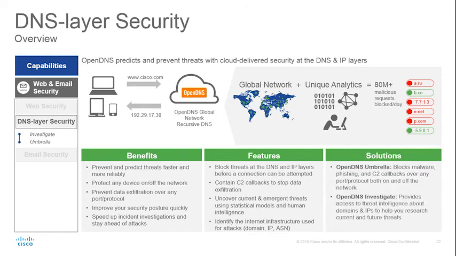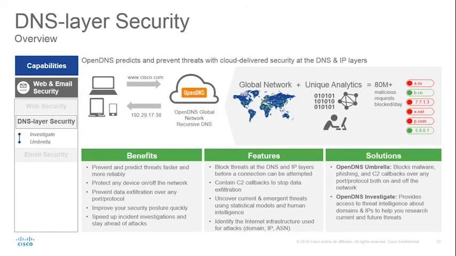There are two solutions that make up Cisco's DNS layer security. The first is Investigate. Investigate provides access to threat intelligence about domains and IPs across the internet to help you research current and future threats. Investigate provides more context about the threats that are blocked by the other Cisco DNS layer security solution, Umbrella.